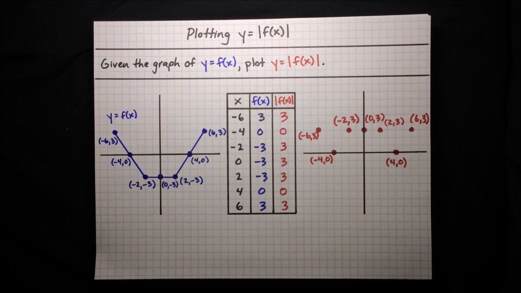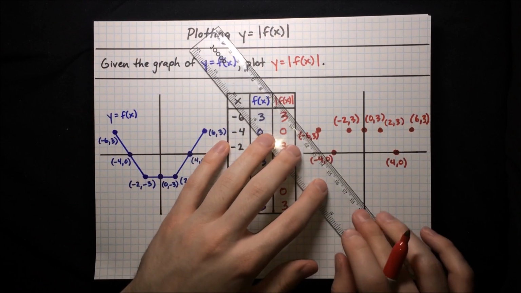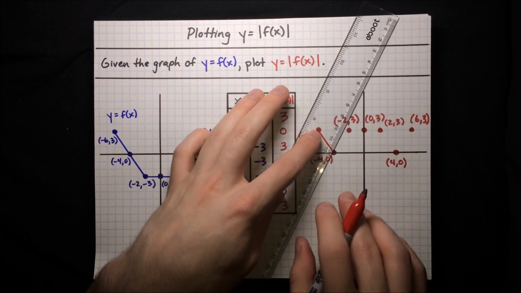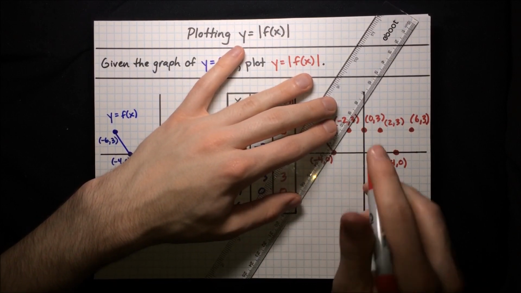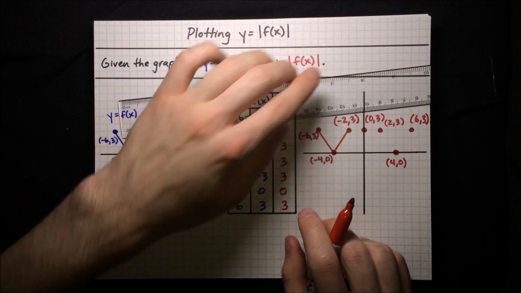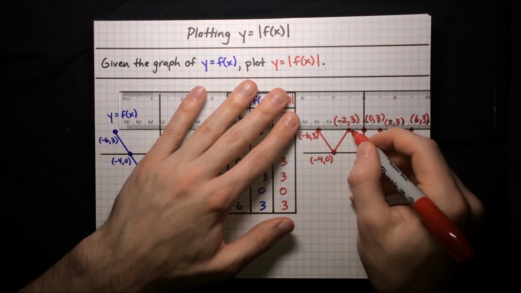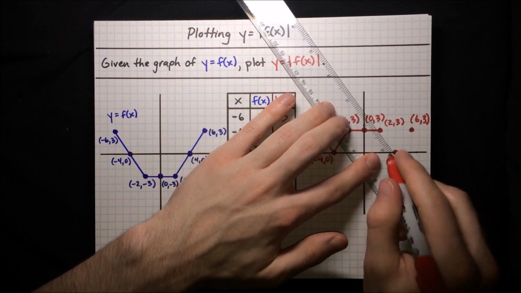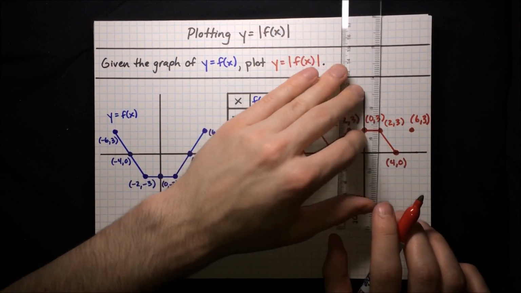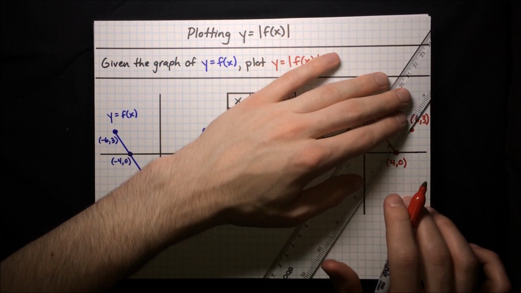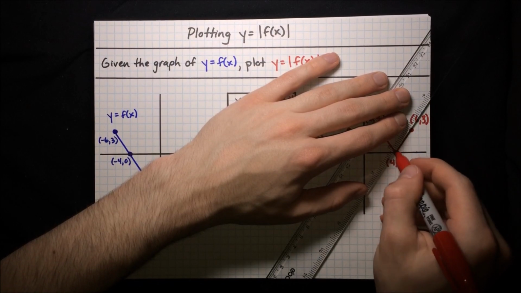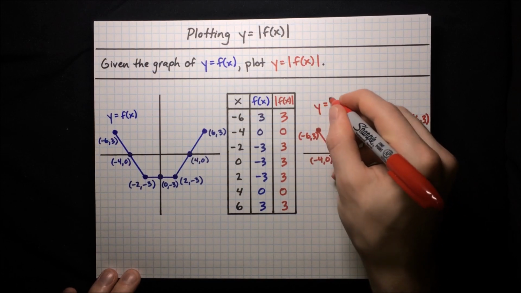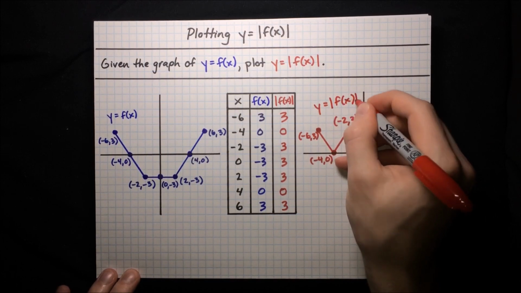Now let's go ahead and connect them up with our straight edge here. So just connecting the dots. Here's a line, and there's another line segment there. And then through these three points, and then from this point down to the next point, and then up to the final point here. And there we go. So that is our graph of y equals absolute value of f of x.